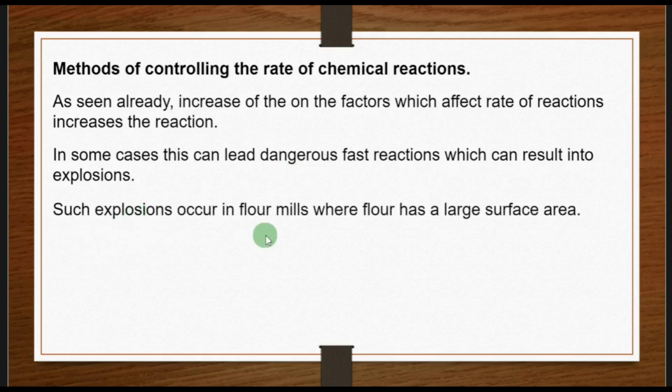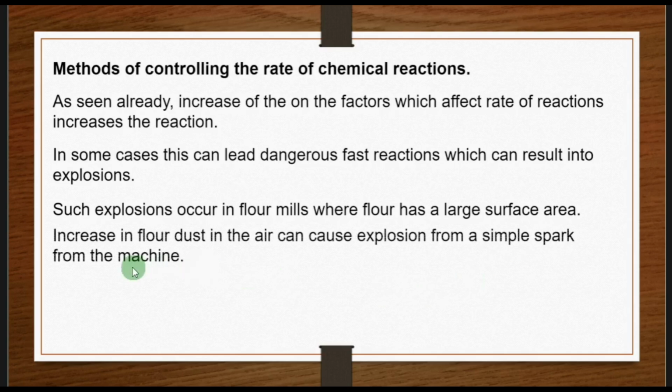Such explosions occur in flour mills, those mills which make flour. Flour has a large surface area because it is in tiny, smooth particles. Because of that, it is able to catch fire. An increase in flour dust in the air can cause an explosion from a simple spark from a machine. Those flour mills can have explosions if there is an increase of flour dust in the air, and any spark can then cause an explosion.